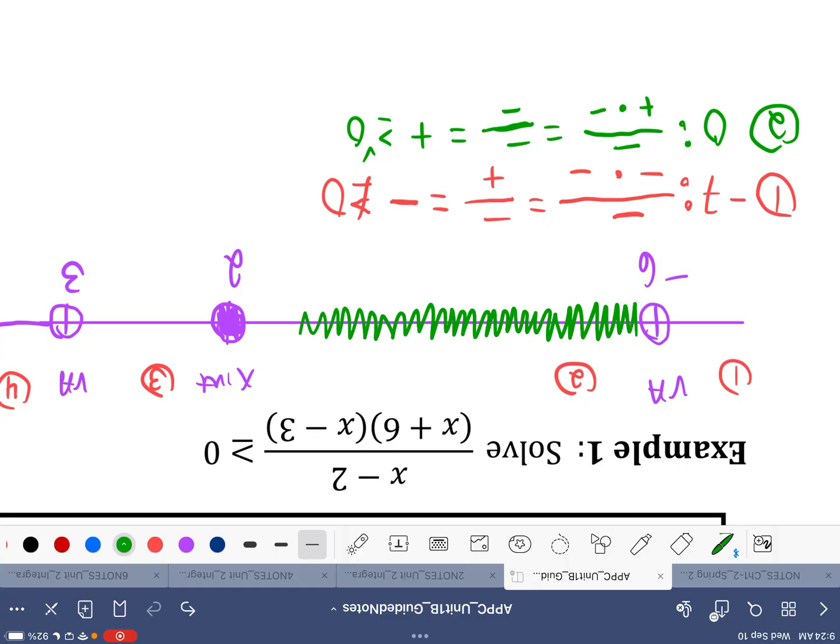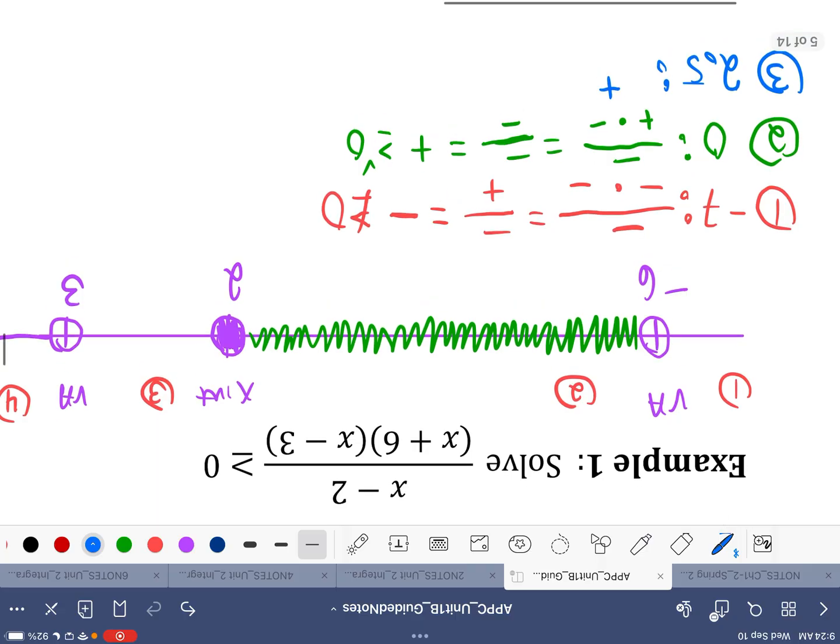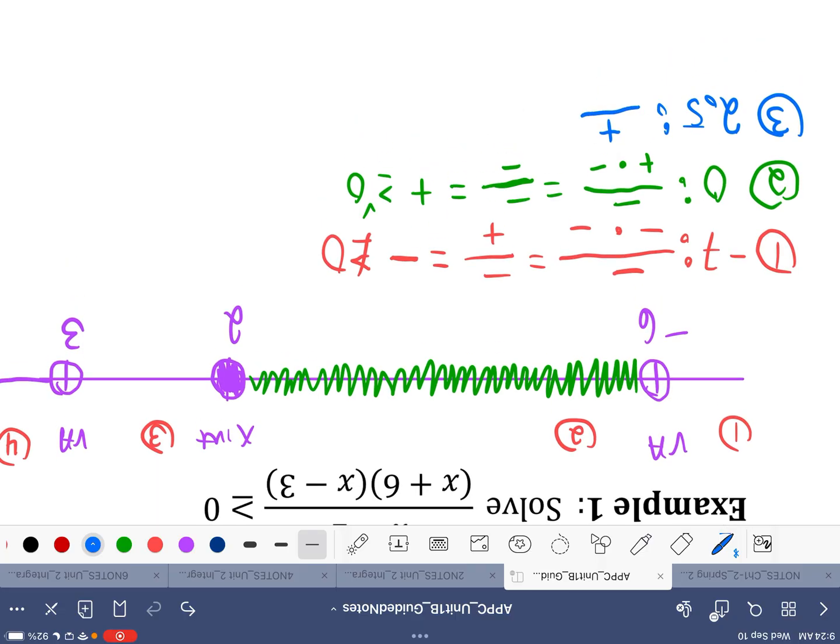That's a long interval to shade. All right, plugging in for interval 3, 2.5. That's going to be positive on the top because 2.5 minus 2, and then 2.5 plus 6, positive. 2.5 minus 3, negative. So you have a positive over a negative. Negative. Are we shading? No.